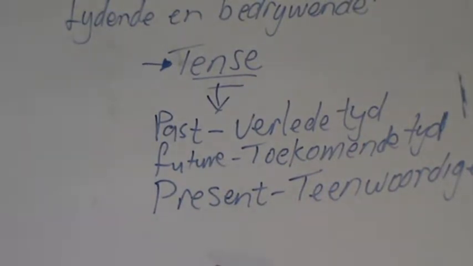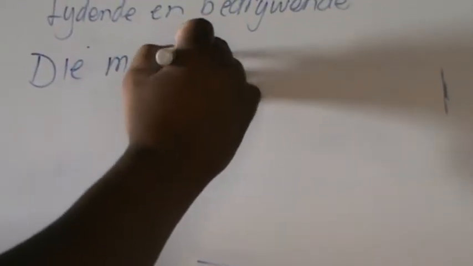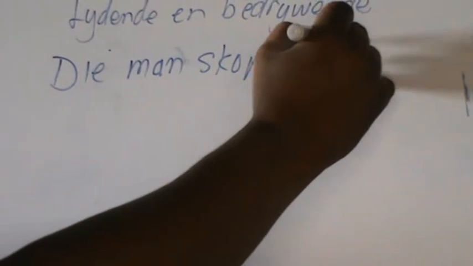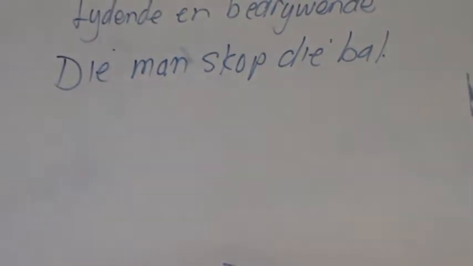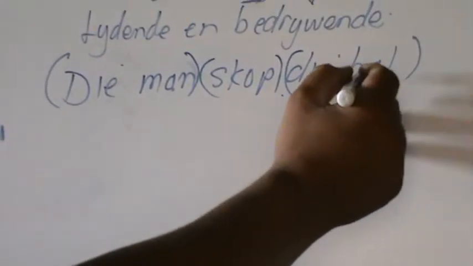Right, teenwoordige tyd. When we find our sentences, after we've seen that our sentence is maybe in past tense or present tense or future tense, we now have to, because we are tested, put it into lydende vorm. Right, in bedrywende vorm, I'm going to do one quick sentence. Die man skop the ball. Right. First of all, the thing that we see here is that this is our verb, this is our subject, and this is our object.